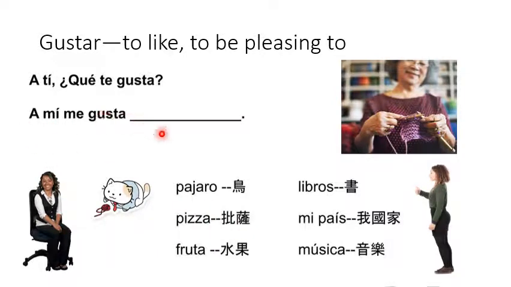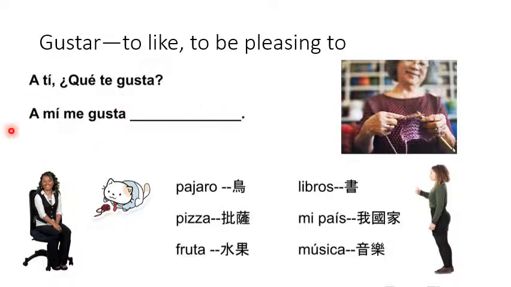Or a mí me gusta libros. I like books. Or a mí me gusta la música. I like music. Or a mí me gusta comer fruta. I like to eat fruit. So how about you? ¿Qué te gusta? What do you like? Or what is pleasing to you?